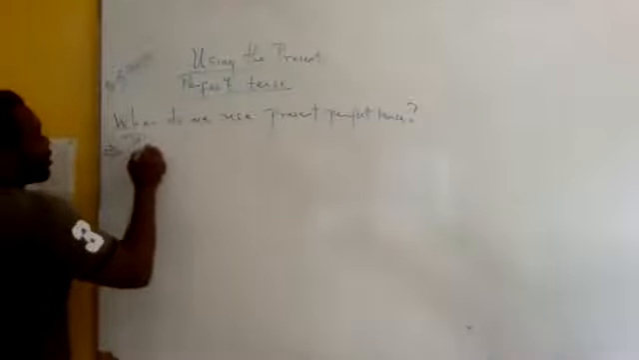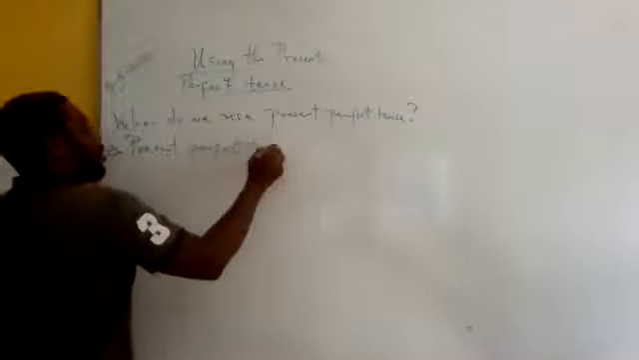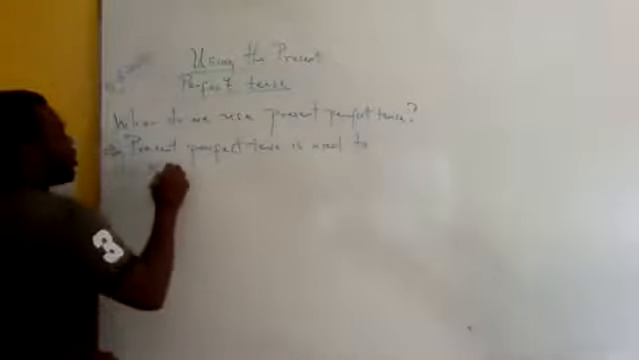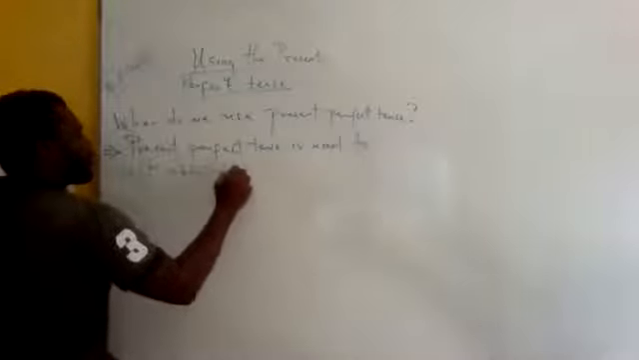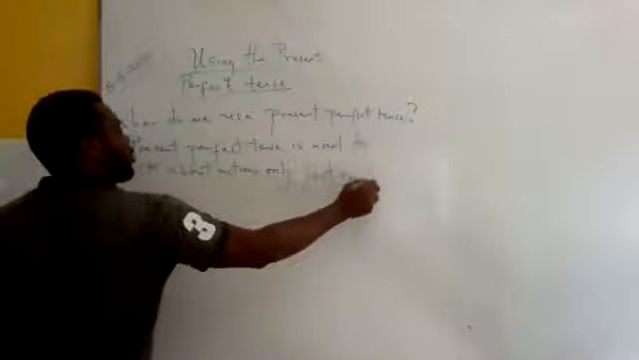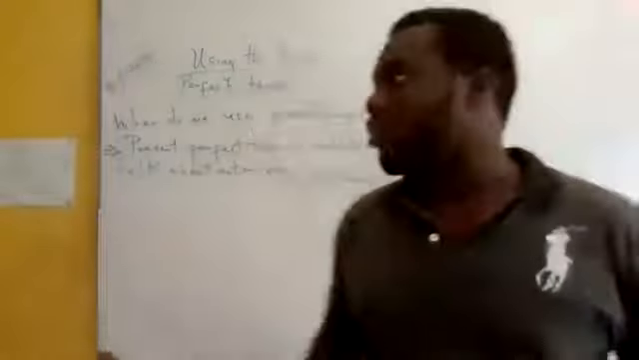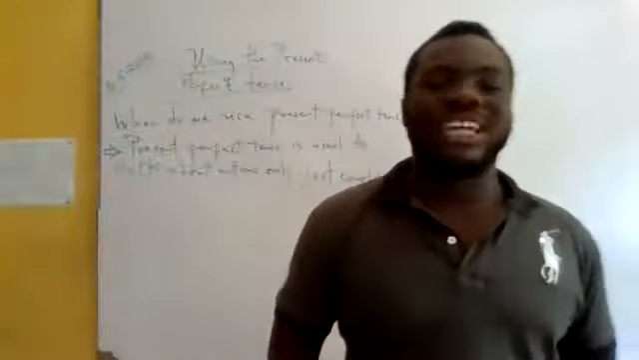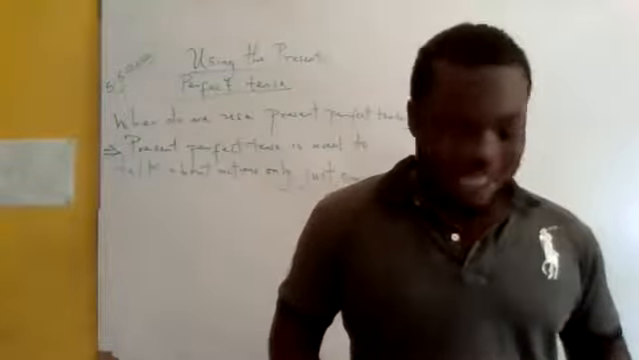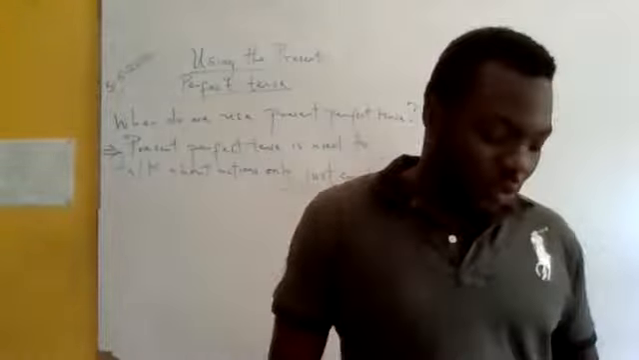So present perfect tense is used to talk about actions only just completed. That is why it is the present and it is perfect. Perfect means that when you're talking about a perfect tense, it means that it has been done, it has been carried out, it has been perfected. Now, it being in the present means that it was perfected not quite long ago.